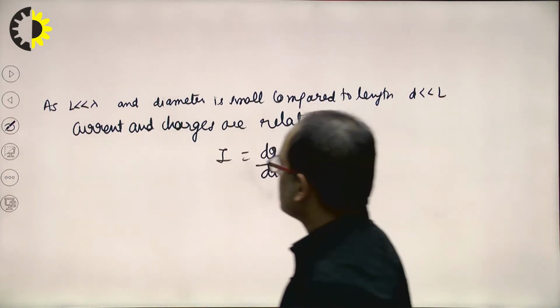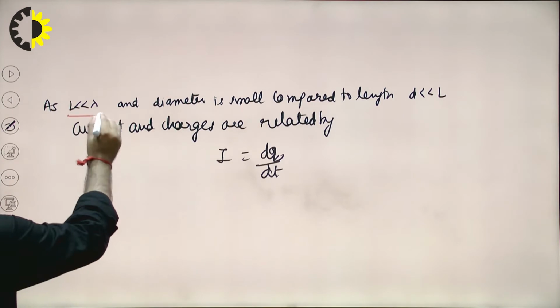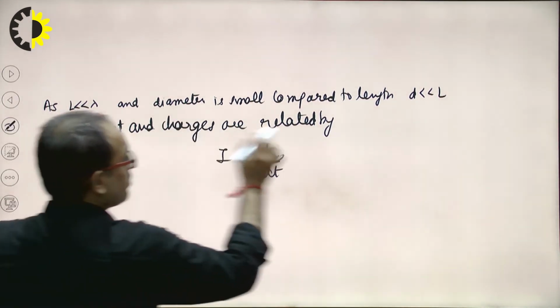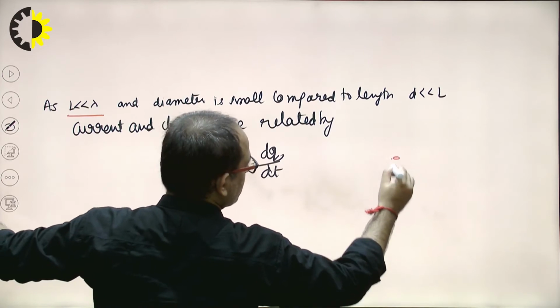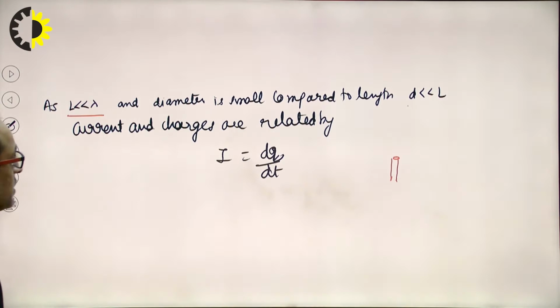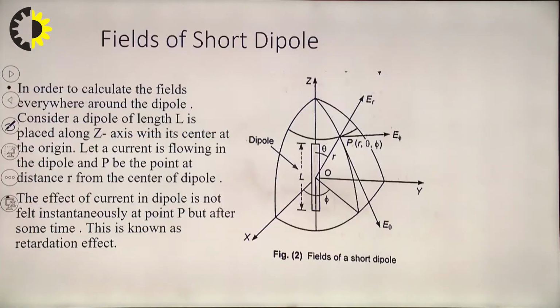Now, as the length is very much less than the wavelength, and the diameter of the short electric dipole is very much less than L, then I can say that current I equals dq by dt. Clear?